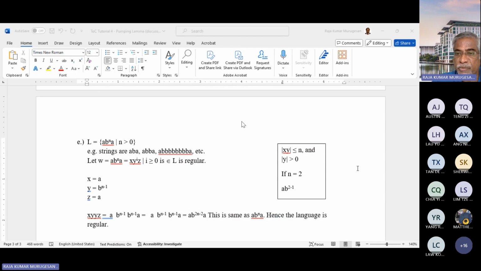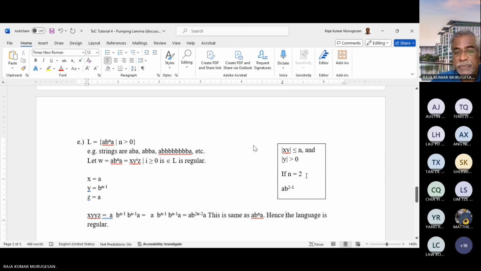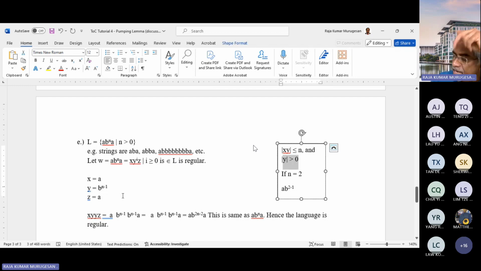If n is equal to 1, you will get 0. You cannot get AA. That's why I'm saying that in this case, minimum n has to take a value 2. Because if n takes a value 1, B length 1 minus 1 will become B length 0, and your lemma says y has to be greater than 0. So n cannot take a value 1. The minimum value n should take is 2.